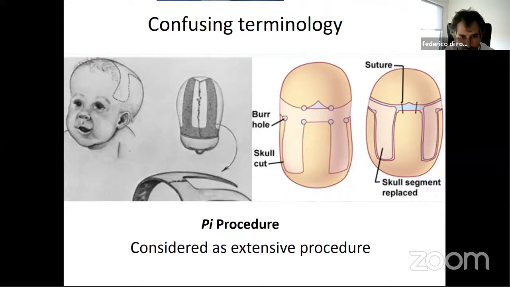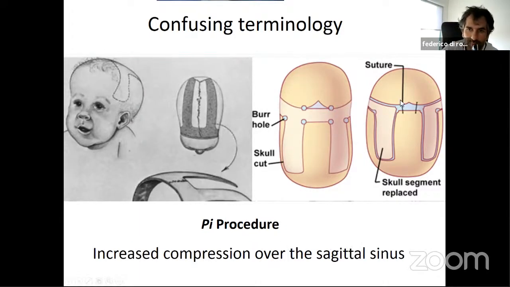The P technique was considered for a long time the reference technique in the treatment of scaphocephaly. But when you think about the description of the P technique, we want to increase the pressure of the sinus. There is no liberation of the sagittal sinus. There is only this lateral enlargement. So this was a technique that would have only a cosmetic role without reducing the pressure and actually increasing the pressure over the sagittal sinuses.